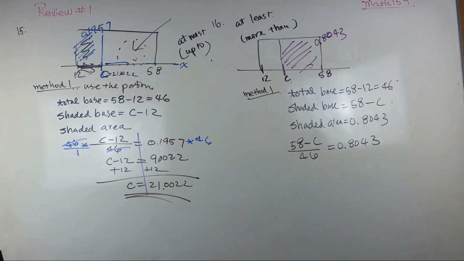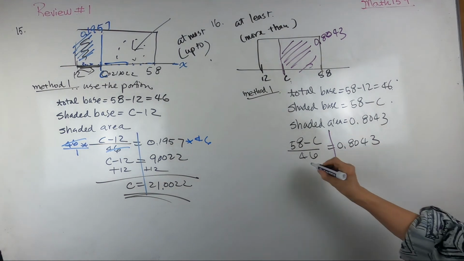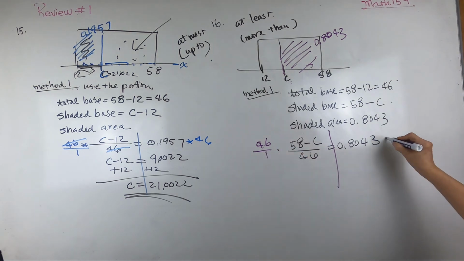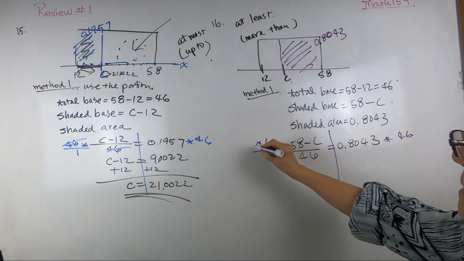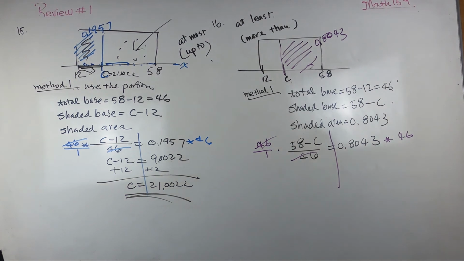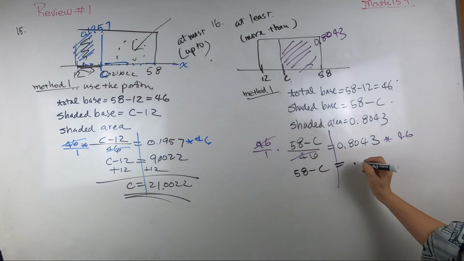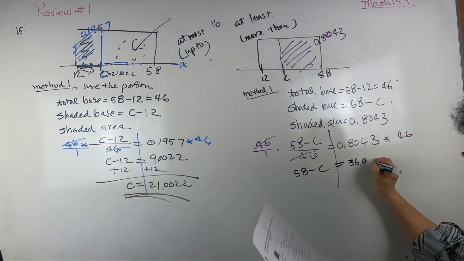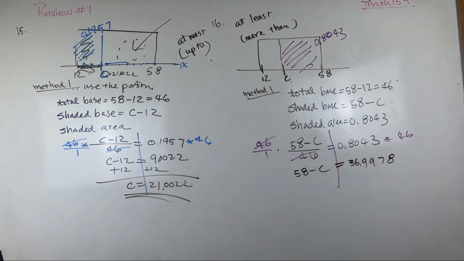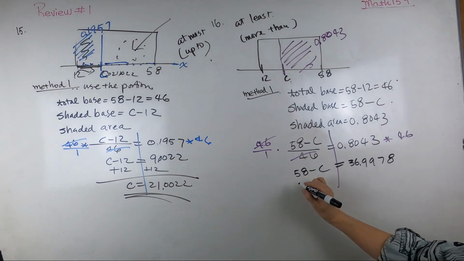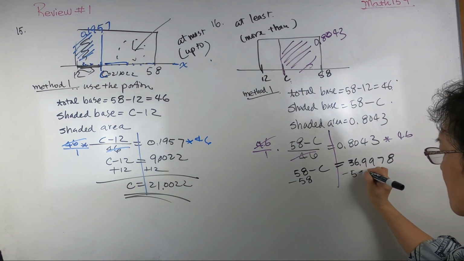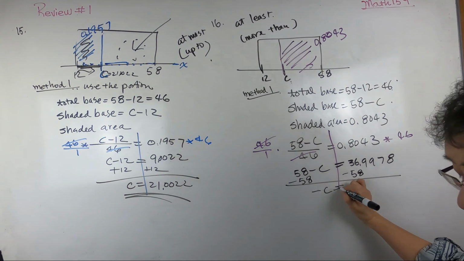So you have to map the language, that's your English, right, to the math language. And solving it, you use your algebra skills. So times 46 over 1 times 46, right? Cancel off. Then what do we have? We have 58 minus C equals 36.9978, right?